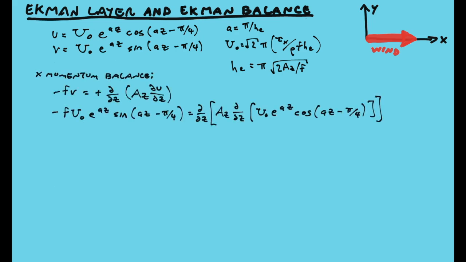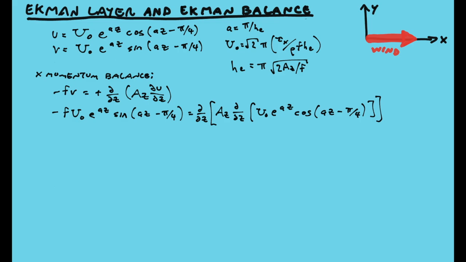The x momentum balance is a balance between Coriolis acceleration, that's on the left-hand side, and frictional force per unit mass, that's on the right-hand side. So we have negative FV equals positive ddz of az du dz. So now what we have to do is substitute in our expression for V and our expression for U, but then of course we're going to have to take derivatives.